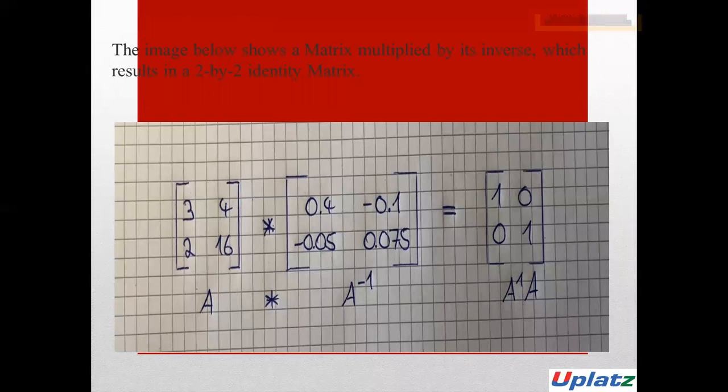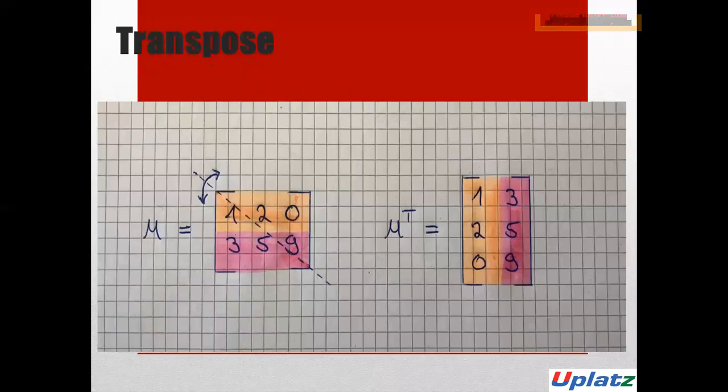and it shows the matrix multiplied by its inverse, which results in a 2 by 2 identity matrix. So the inverse of 3, 4, 2, 16 is 0.4 and minus 0.1 and minus 0.05 and 0.075. So if we multiply both of them, we get identity matrix 1, 0, 0, 1. All right.